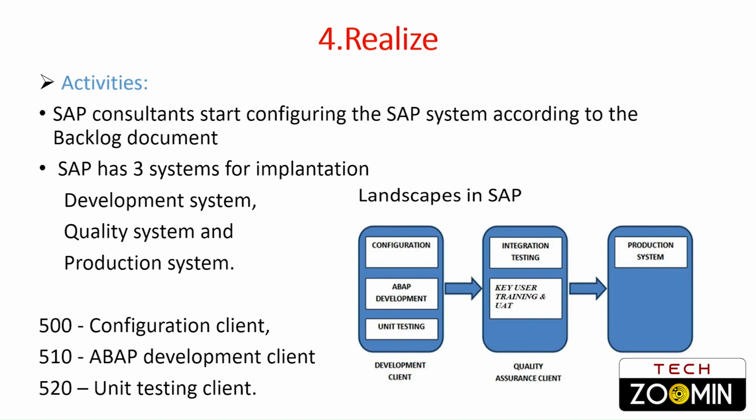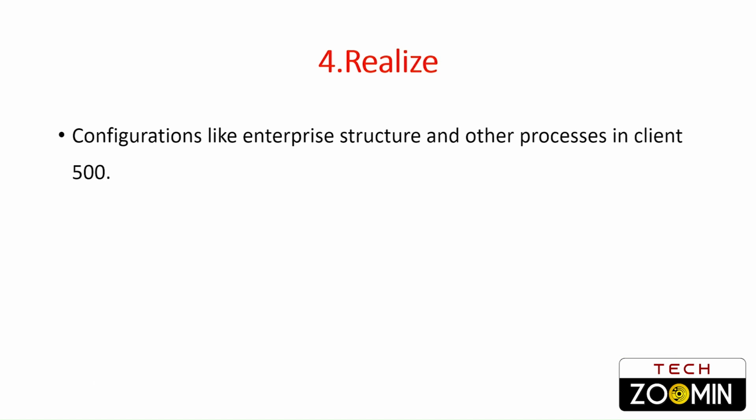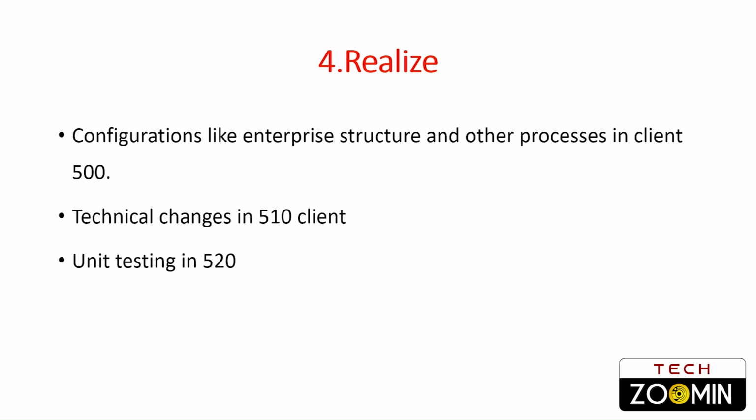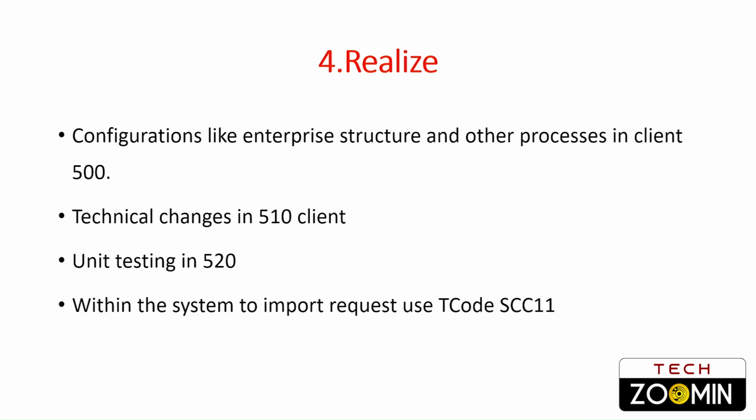Okay, so the functional consultant will do all the configurations like enterprise structure and other processes in client 500. If you want any code changes, then the technical consultant will do it in the 510 client, that is the code development client. After that, all these configurations will move to the 520 client, that is the development system for unit testing. To import data from one client to another client within the system, use T-code SCC1.